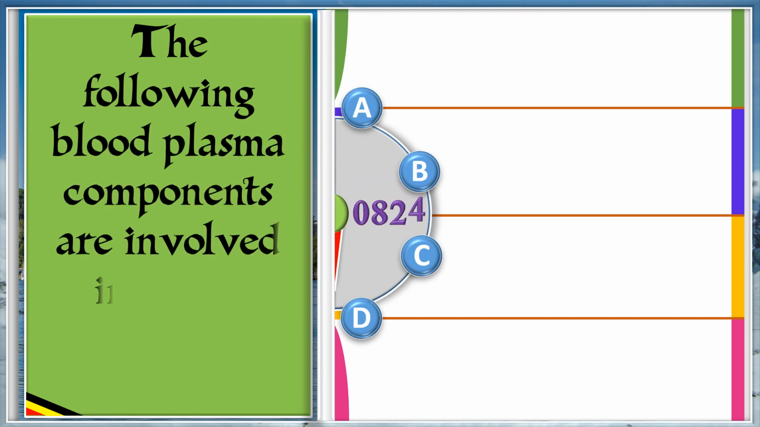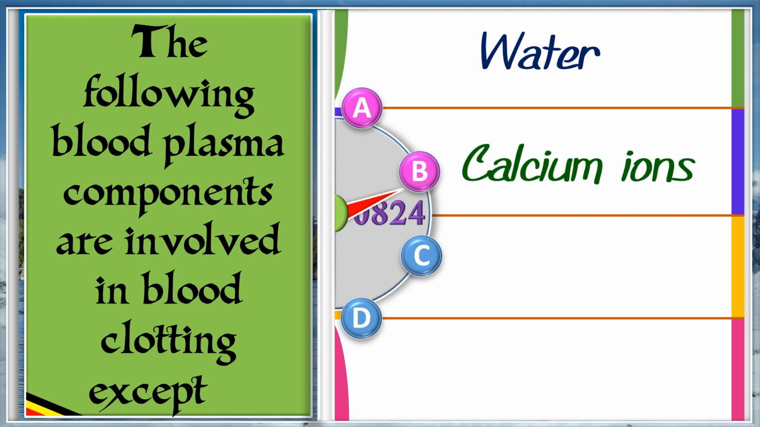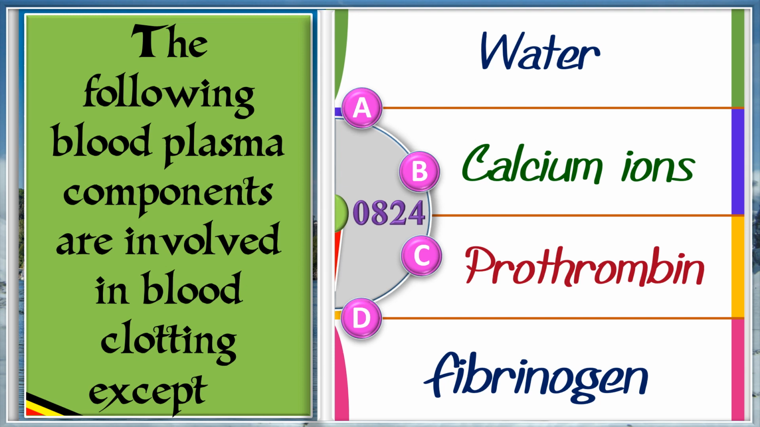The following blood plasma components are involved in blood clotting except A. Water, B. Calcium ions, C. Prothrombin, D. Fibrinogen. And the answer is A. Water.